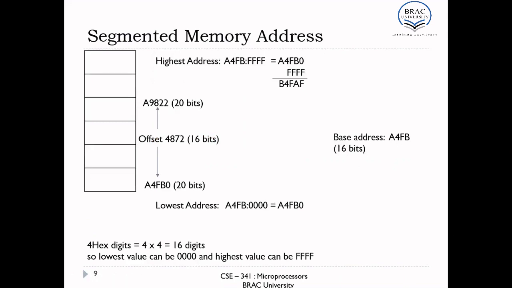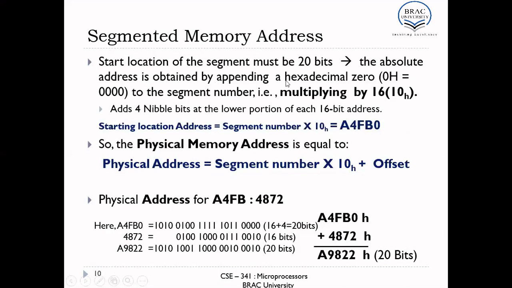The 8086 microprocessor's 16-bit data bus can carry 16 bits, but the memory location is of 20 bits. So we have to convert this 16-bit address into a 20-bit location. But how? Simple. By appending a hexadecimal 0. The hexadecimal 0 means 4 binary zeros at the end of this segment number or base address. For our segment, the base address was A4FB, these 4 hexadigits, and at the end we have appended a 0 to make it 5 hexadigits. That means 20 bits. Here is the binary representation of the 20-bit starting location address.